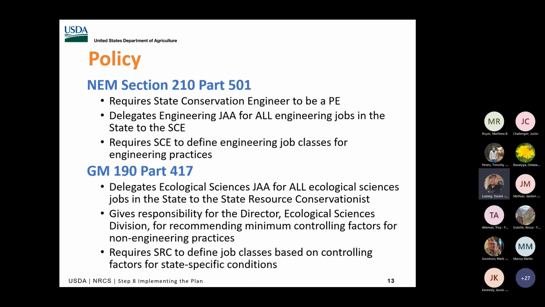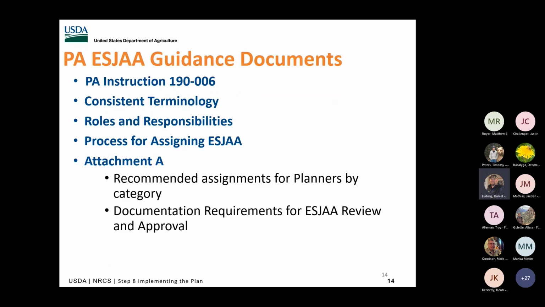So if we go back to our ag chemical handling facility, we know that the controlling factor is storage volume in gallons. And then we break that down into our job class, which may be something like 500 gallons, 1,000 gallons, 2,000 gallons. So again, these job classes are defined here at the state level. Okay, next slide.